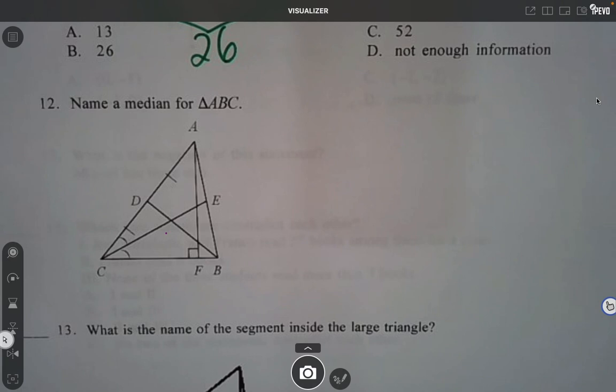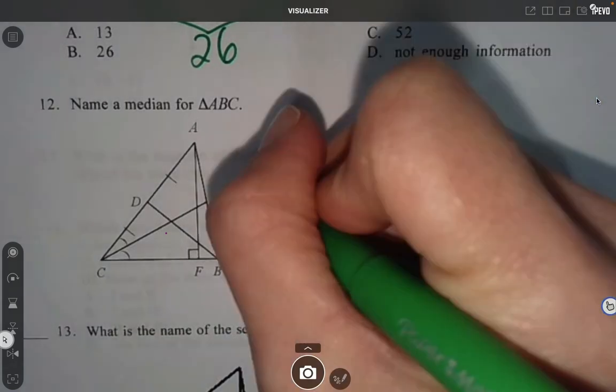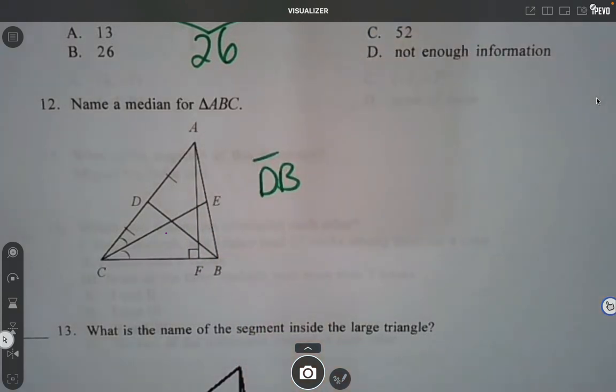Okay. Number 12. Where is there a median? Which line is the median? DB or BD. Sorry, Landon, you didn't get to answer. DB is the median. They put BD. Okay, either one's fine. Can somebody tell me which one's the altitude? What one is the angle bisector? CE. Very good. I think that's everything. Are we good with those?